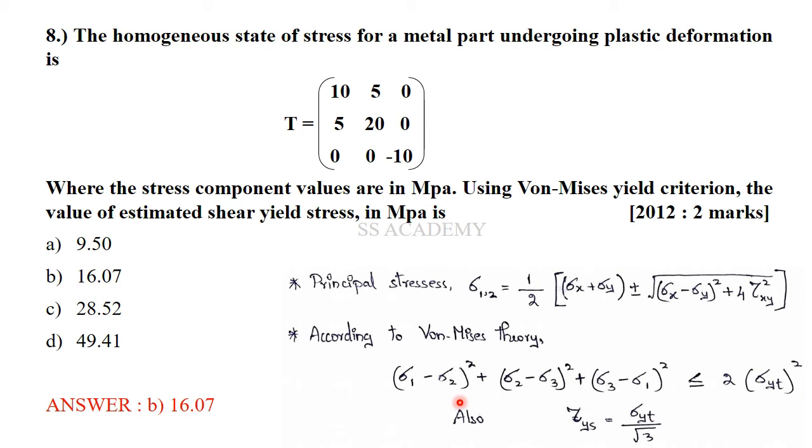criterion for failure. Sigma 1 minus sigma 2 whole square plus sigma 2 minus sigma 3 whole square plus sigma 3 minus sigma 1 whole square must be lesser than or equal to 2 times the yield strength in tension. But according to Von Mises criteria, yield strength in tension and shear yield stress are related as follows: tau ys is equal to sigma yt by root 3. After computing sigma yt, this is used and tau ys is calculated, which comes out to be 16.07.